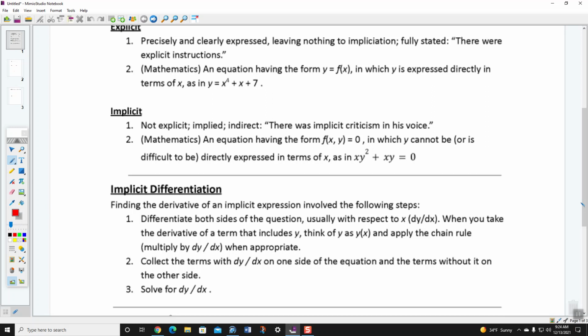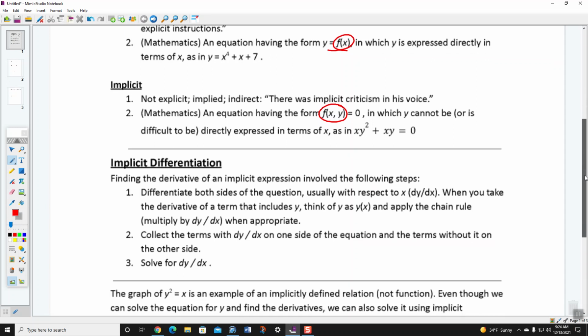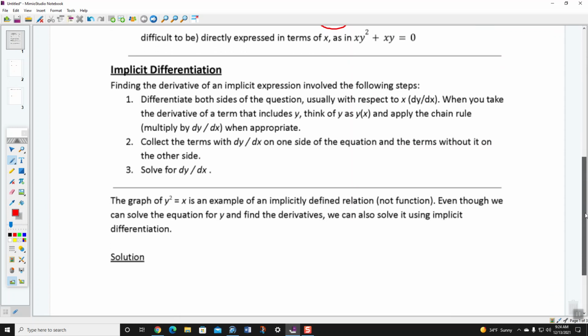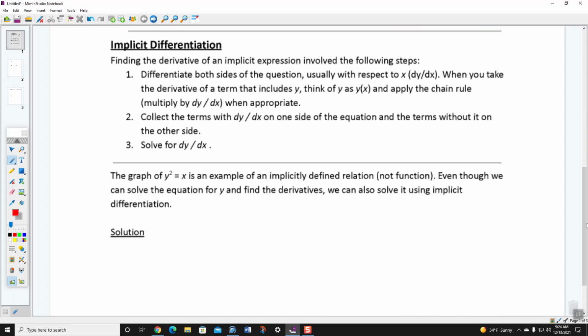In mathematics, an equation having the form y equals f of x, in which y is expressed directly in terms of x, is going to be some kind of explicit formula. When we're dealing with the function f of x, y, that's going to be some kind of implication. We're using x equals 2, but which y value do I have to use? We might use this or we might use that. So it's difficult to directly express that. That's why it's called implicit differentiation. I'll let you read that, but I think you get the difference between explicit and implicit.